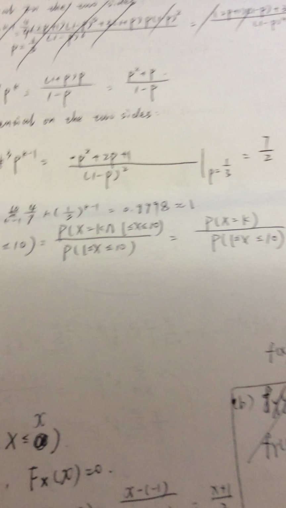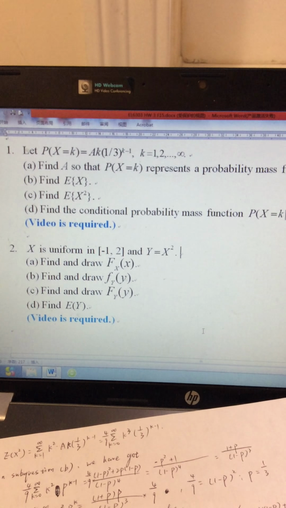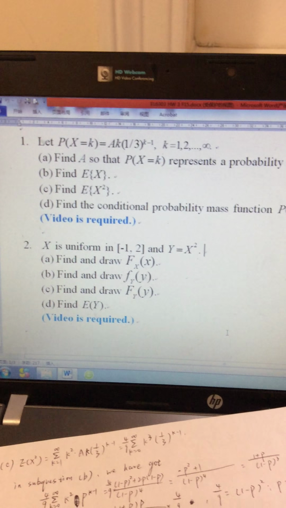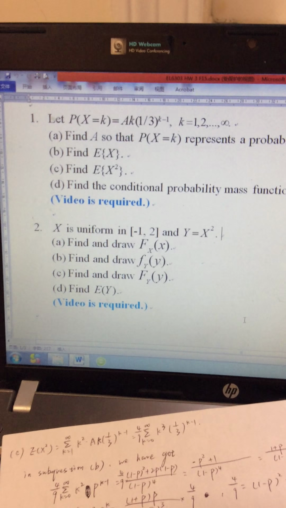And now let's look at question 2. X is uniform in the range -1 to 2, and y equals x squared. Sub-question A, find and draw f of x.